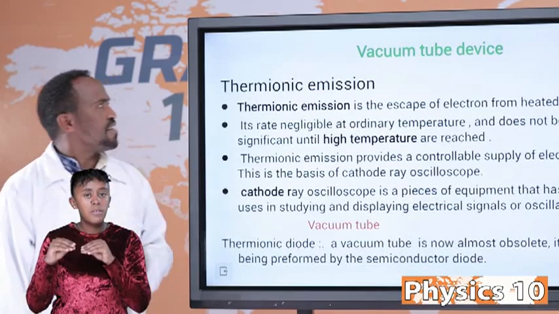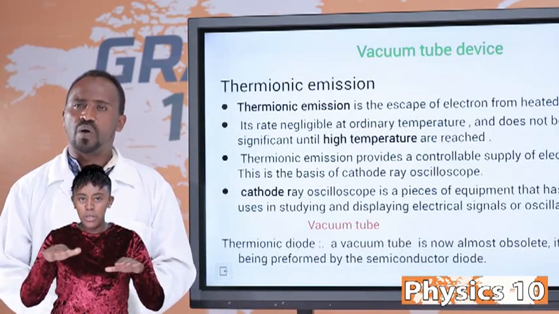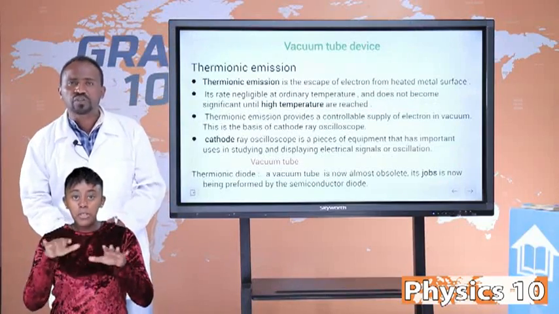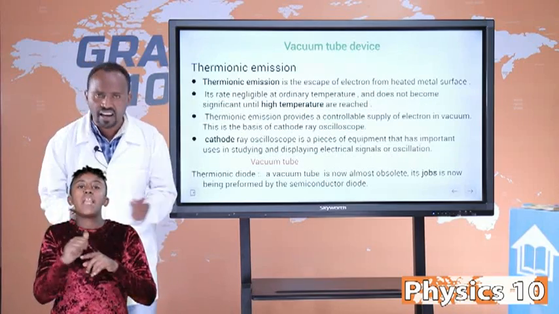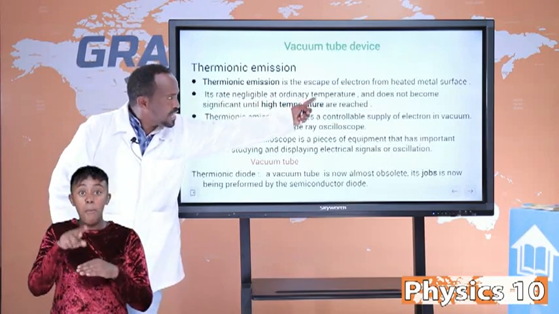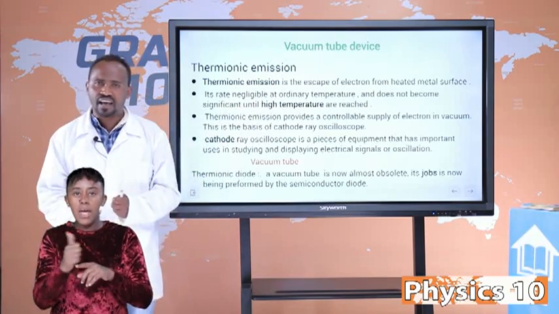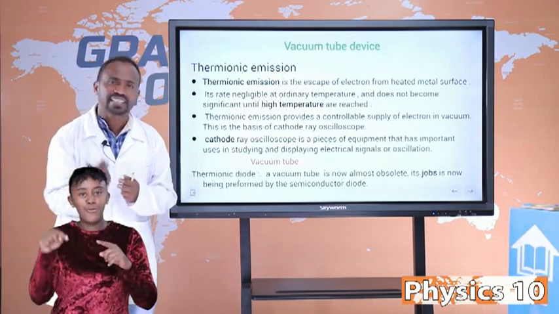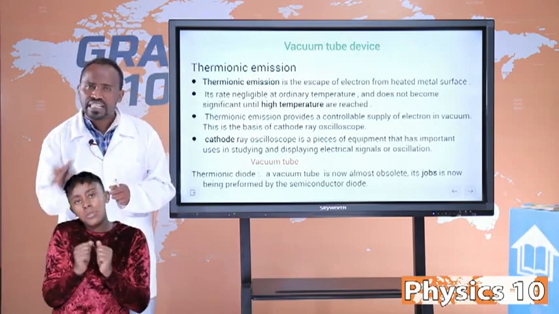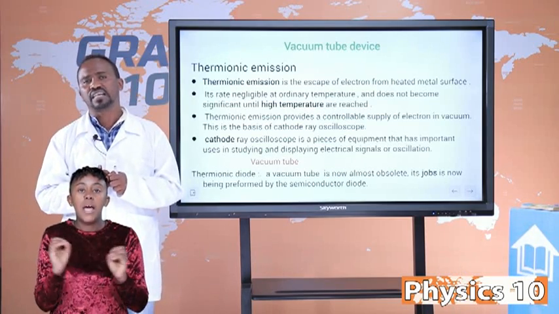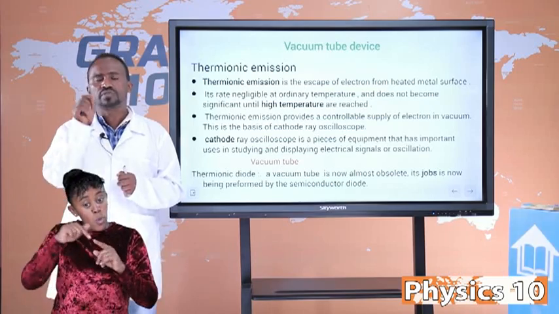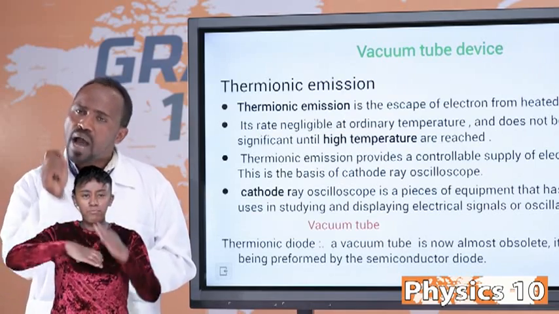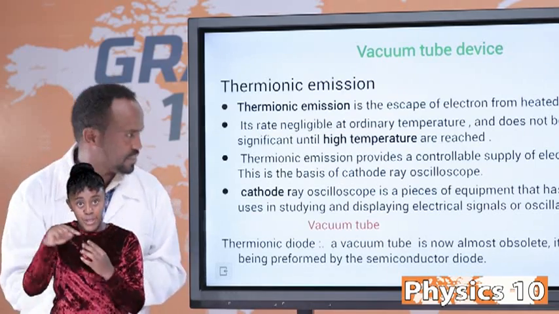Students, let us define thermionic emission. What is thermionic emission? Thermionic emission is the emission of electrons from a heated metal surface, or the escape of electrons from a heated metal surface. If metal is heated, electrons start to be emitted from this metal surface. Without heating, no electron is emitted from the metal surface. So to emit electrons from this metal surface, we have to heat it to high temperatures. Then the electrons start to be emitted.